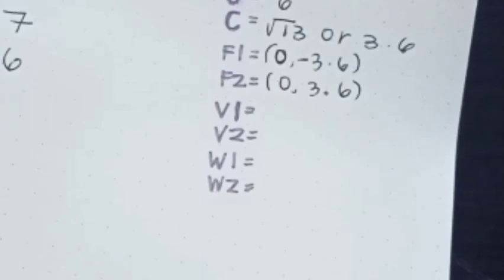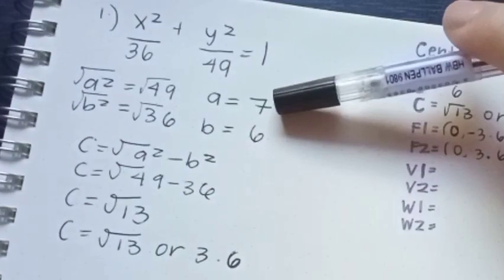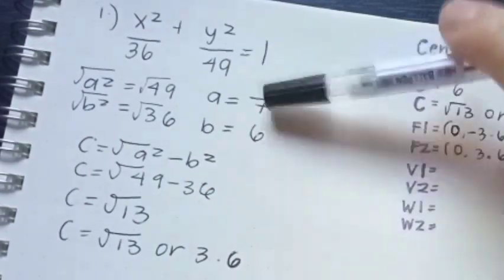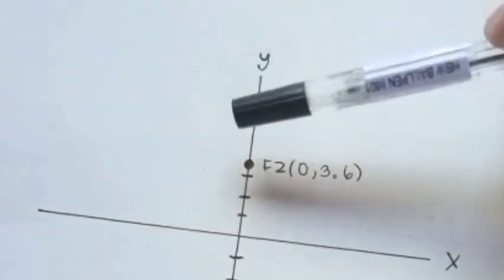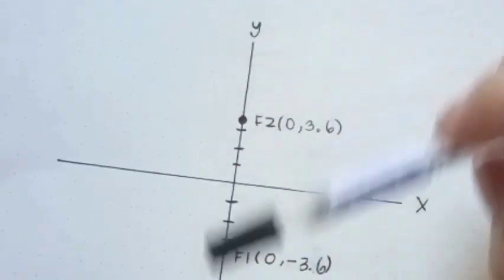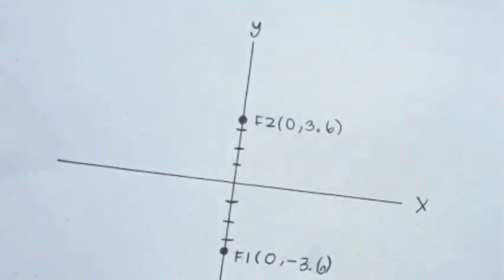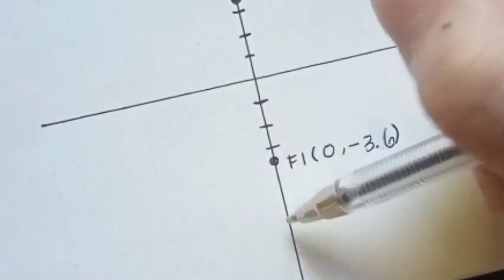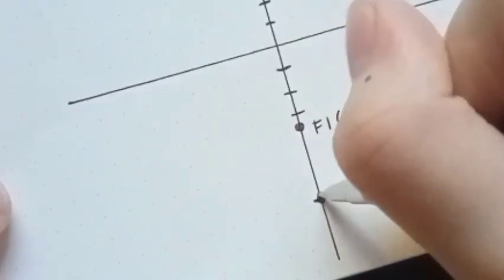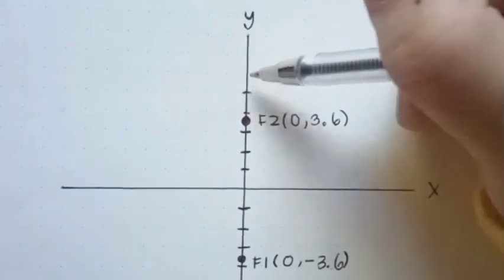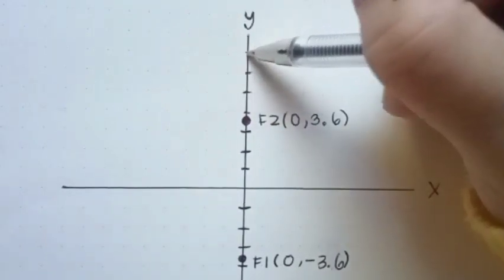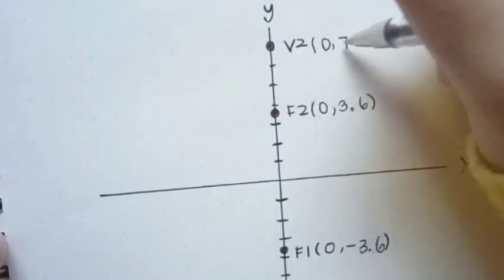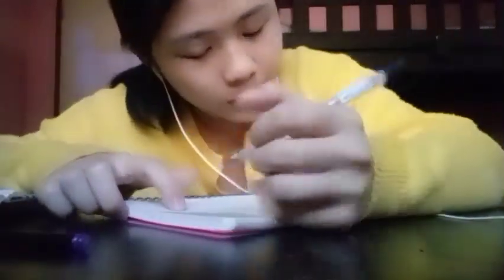To get the vertices, we need a. Since a is the distance between the center and the vertices, they are going to be around here, at the endpoints of the major axis where the foci are. Let's count to 7: 1, 2, 6, 7. Vertex 1 is 0 and 7, and vertex 2 is 0 and negative 7.